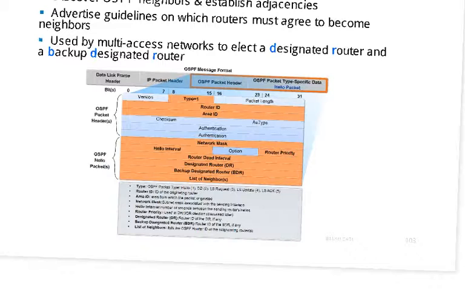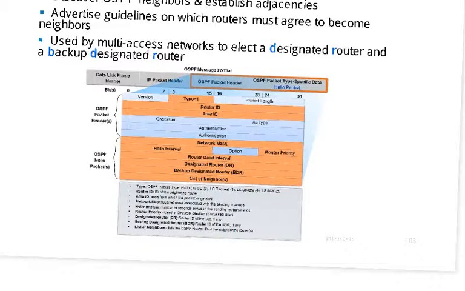So that's one of the main purposes of the hello packet: to agree on the priority and the designated routers. As we will see in a minute, the hello interval for OSPF uses a similar concept to EIGRP, but the default values are different. So you have to pay attention to this.